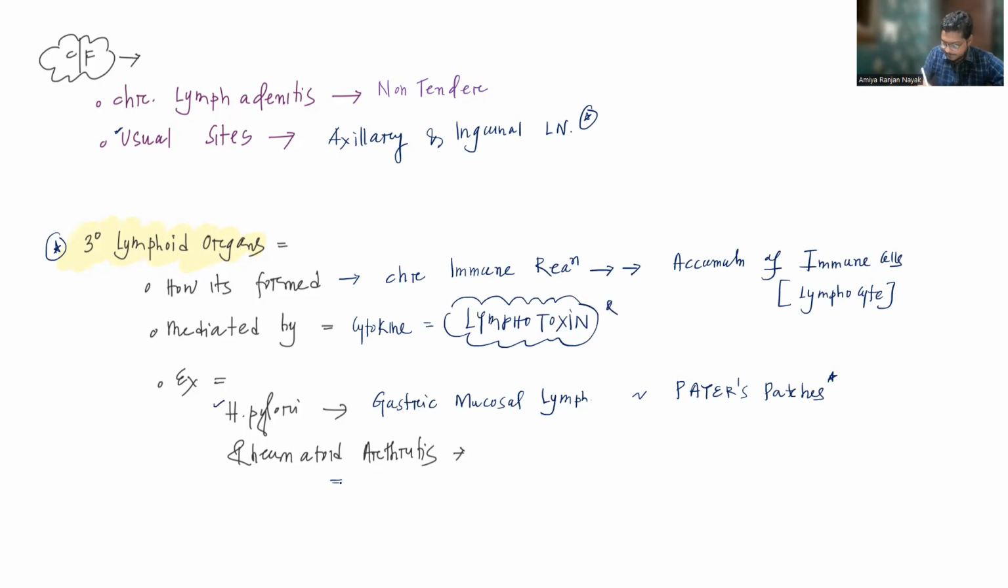Rheumatoid arthritis can make B lymphoid follicles in the synovium. Okay. Rheumatoid arthritis we'll discuss under the joint pathology section. So rheumatoid arthritis is a condition which can form B lymphoid follicles in the synovium, and H. pylori can cause gastric mucosal lymphoid follicles, which will resemble the Peyer's patches. And all this formation of tertiary lymphoid organs is mediated by a cytokine known as lymphotoxin. Okay, so this is all about the lymphadenitis.